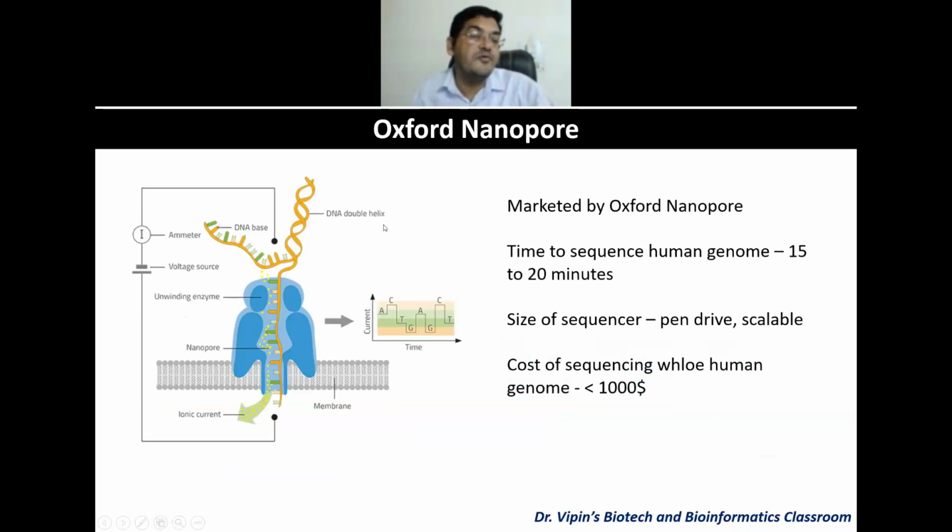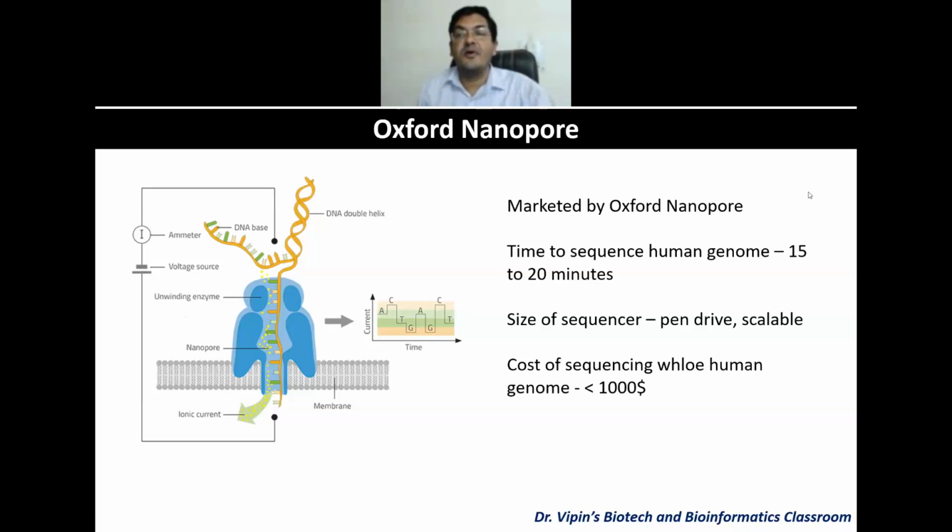So all you need to do is to force a DNA through this nanopore here. And as the DNA moves through the nanopore, a ratchet protein forces the DNA through the nanopore. Based on what is passing through the nanopore, you have fluctuation in current, and this can be digitally converted into the actual nucleotide sequence at the back end.